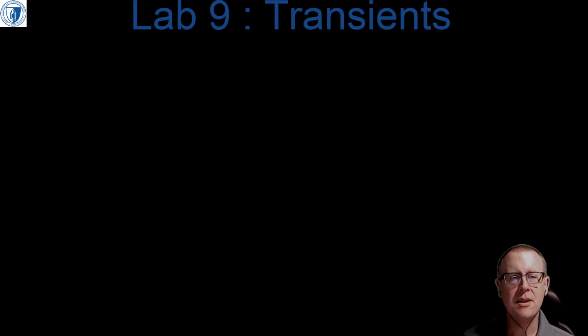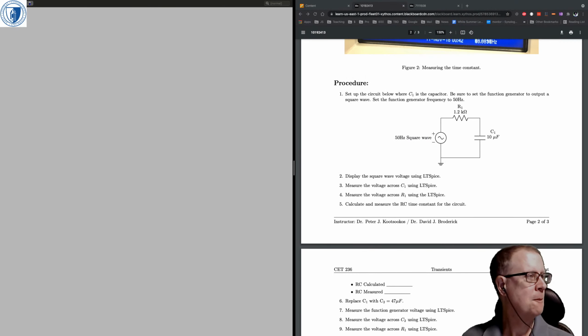Okay, so this is another quick run through of the last lab on transients. So let's have a look at that. So again, I've got LTspice on the left, and I have the circuit diagram that we need to put together on the right. But this time, instead of the sine wave, we need to make sure we have a square wave.